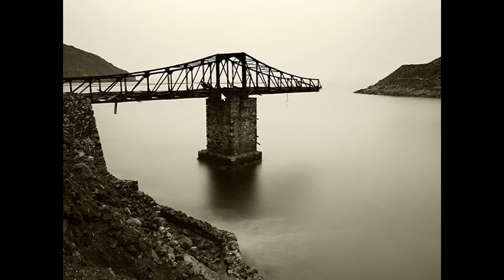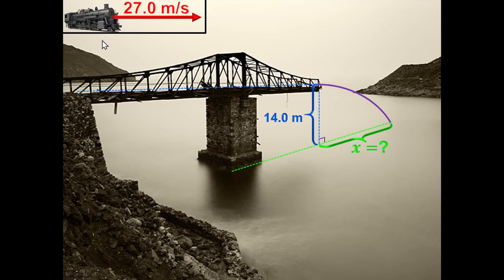So let's say that we were racing down this thing in a big steam engine here, and we saw the sign to avoid the sharp edges, but we forgot and didn't see that the bridge was out ahead. And I want to see, as that train comes racing along here at 27 meters per second, where is that train going to land in the water? The bridge is 14 meters off of the water, and this is our big key thing.